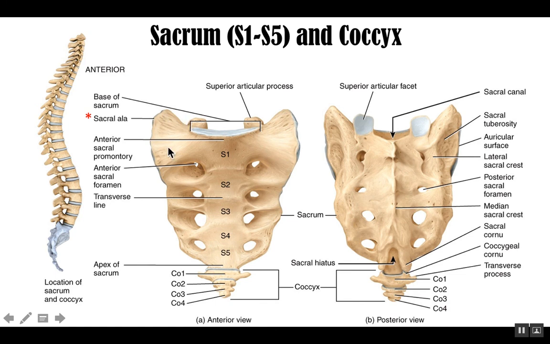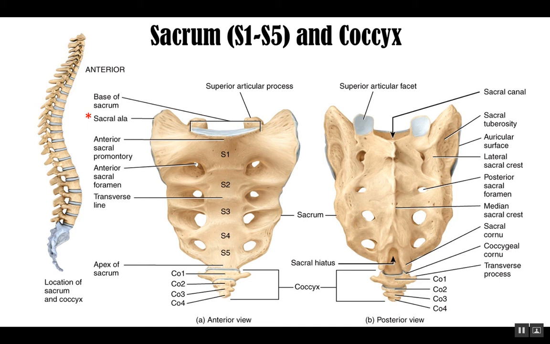There's an area here called the sacral ala, and here, ala refers to this wing shape on the sacrum. So these are the sacral ala. There's also an articulation here for your hip, your coxal bone, or your hip bone, which we'll look at when we get to the pelvic girdle.